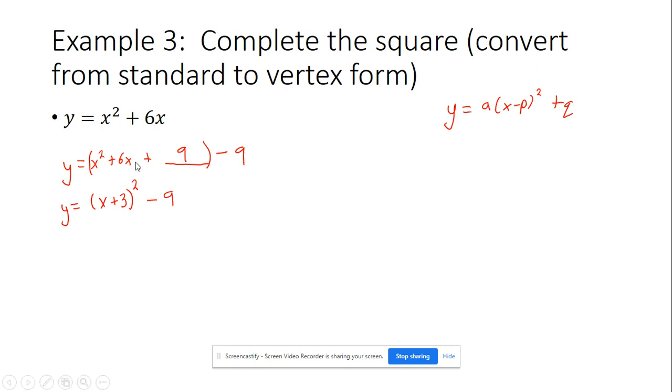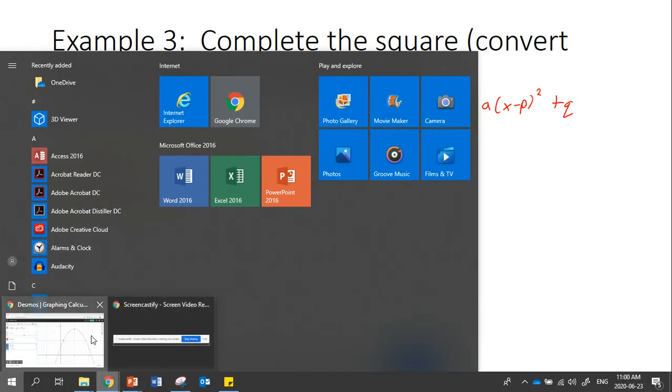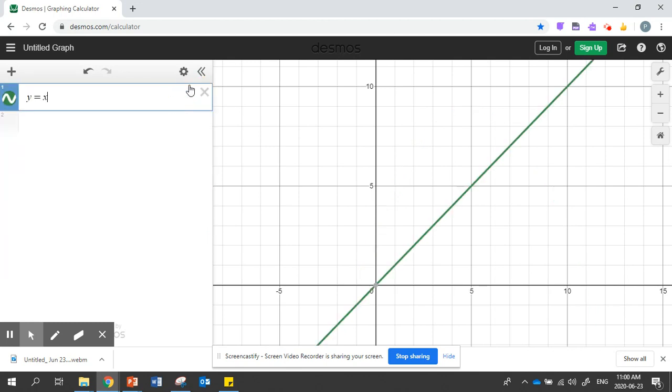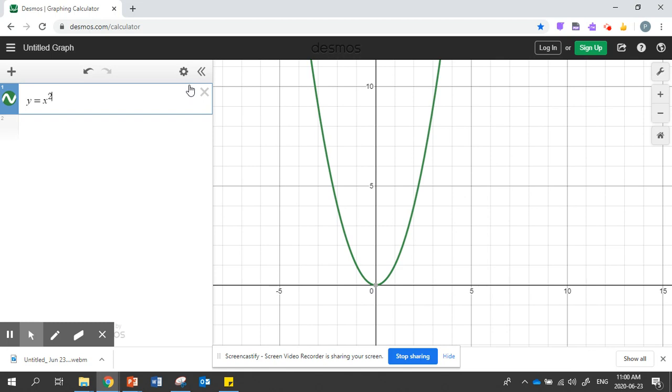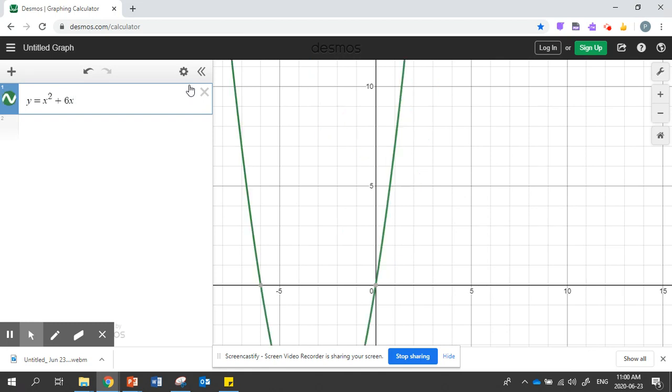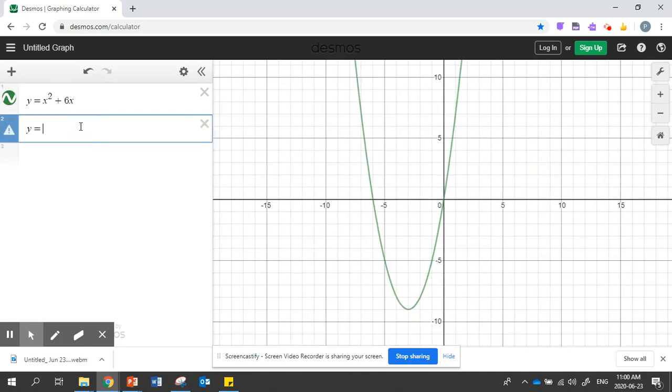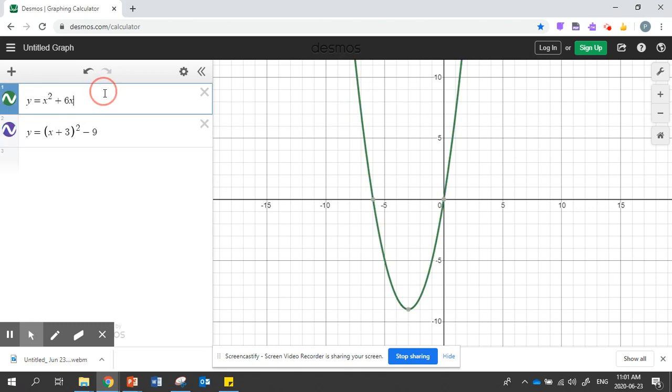I'm just going to quickly confirm on my calculator here. If I have y equals x squared plus 6x, I get this quadratic function over here. If I have y equals (x plus 3) squared minus 9, the blue graph and the green graph are directly over top of each other. So that means these guys are the same. And so again, we got this answer by completing the square to get down to this one over here.